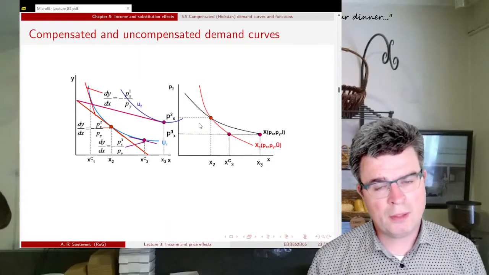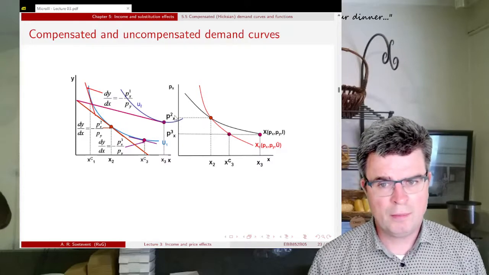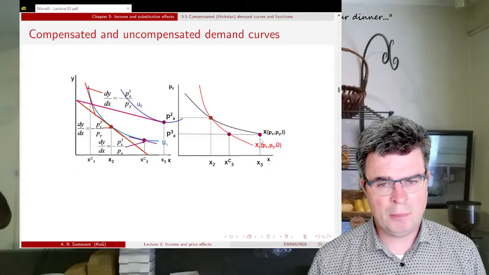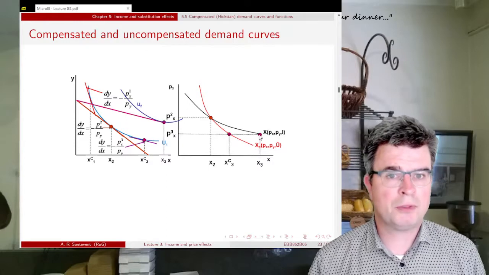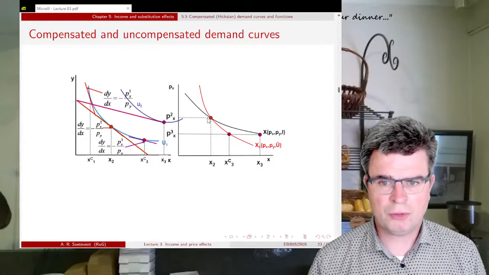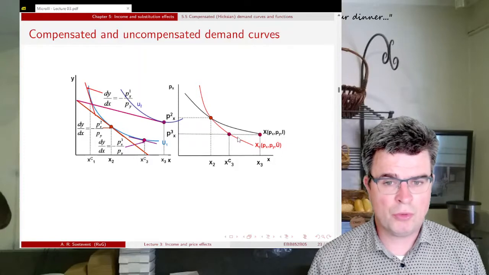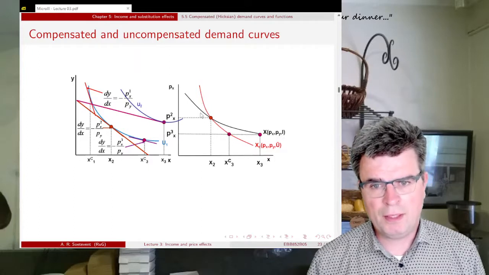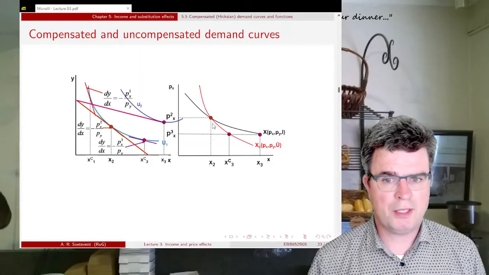And we can also depict it in the graph to the right. So the total effect of the price decrease of good X is a substitution effect and an income effect. And the total effect is given as a point on our uncompensated demand function. So this also explains why if we decrease prices, the uncompensated demand function is to the right of the compensated demand function, and if we increase the price of good X, then the uncompensated demand function is to the left of the compensated demand function.